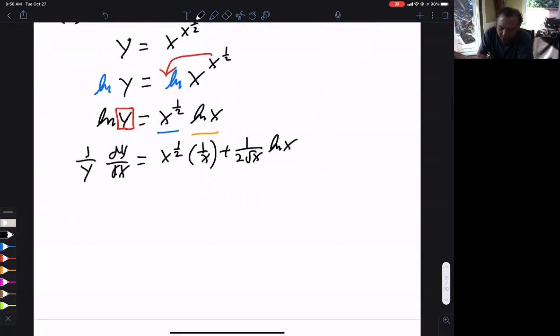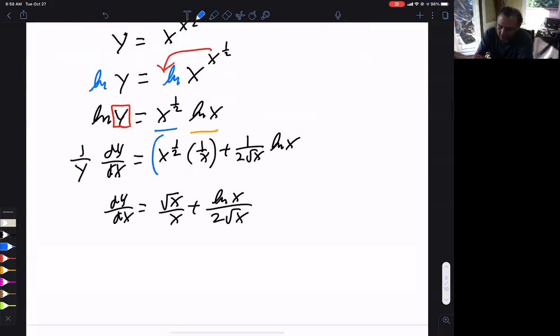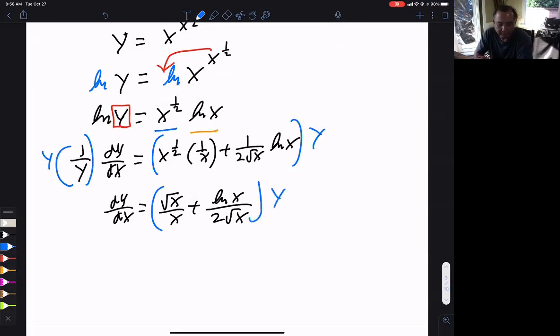And I'm going to rewrite this all. I'm going to change the half power to square root x over x. And this is ln of x over 2 radical x. So I just made the right side prettier. But I don't want that y. So I have to multiply both sides by y. So I end up with a y over here.